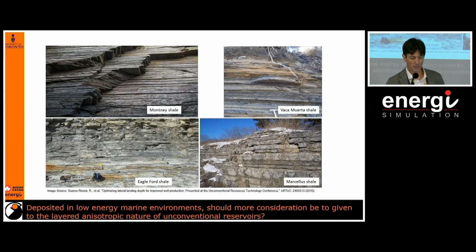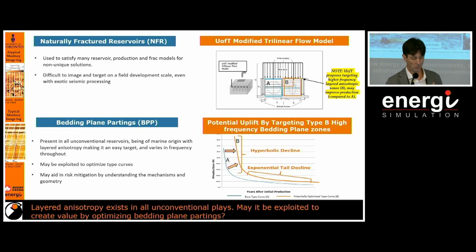That made us start thinking: any unconventional play, anywhere in the world, is deposited in the same kind of low energy depositional environment. So they all have bedding planes, these weak interfaces. The question we had is, can we make something out of these weak interfaces and use them to better develop the fields and better understand how the fracture develops? That's a big question. Can we replace the concept of natural fracture with something else that might be bedding planes?